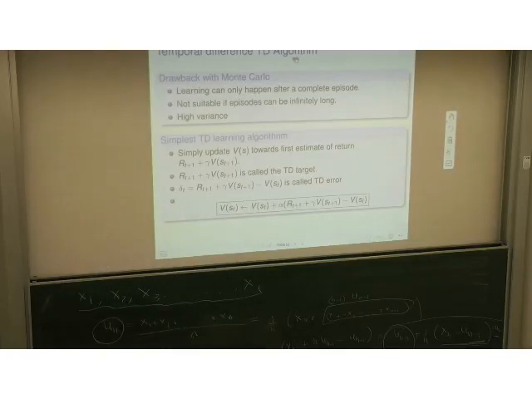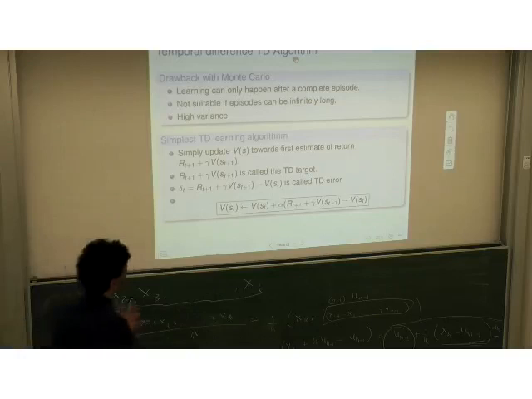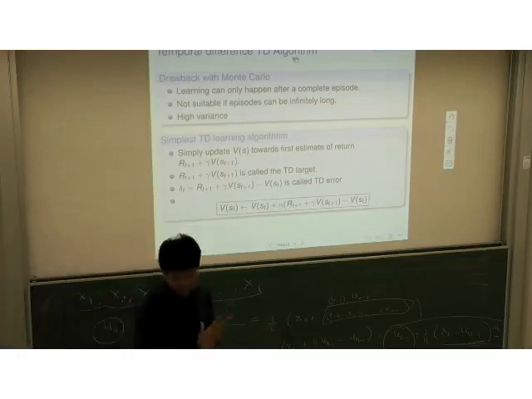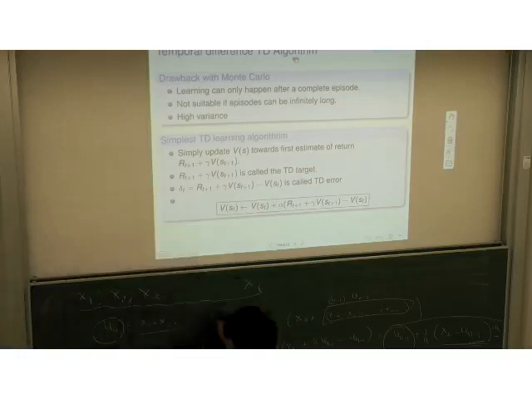Okay, so before I move on to making this complicated, these are the two simplest algorithms, and we will make things complicated now. Right, so any questions so far? Okay, good.